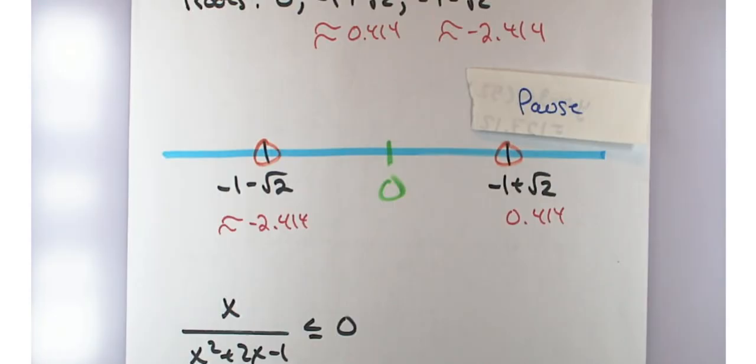The intervals are created by these numbers, starting to the left of negative 1 minus the square root of 2. It's not a bad idea to think about which are not good test point numbers, because that would make the denominator 0. Oh, right. Can't look like that.